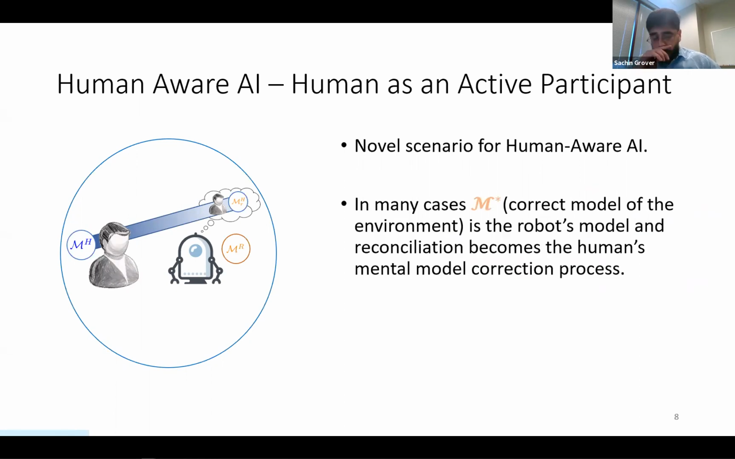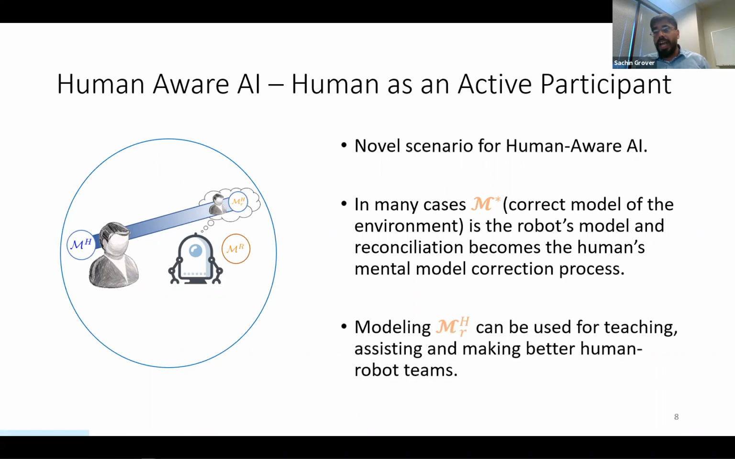In many cases, there is a correct model that you provide to the robot, that is how it should behave in the environment, which could be any sort of an oracle model. Then reconciling these two models means the robot is actually trying to correct the human model. These kinds of tasks, modeling and understanding MHR, have been used for teaching, assisting, and even making better human-robot teams.